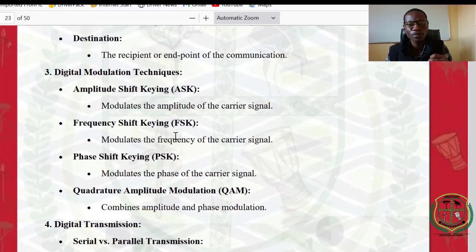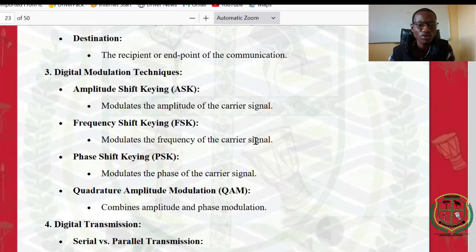It uses what we call amplitude shift keying, ASK. It modulates the amplitude of the carrier signal. So remember, this information is transferred in signals, the waves. You'll be able to know more. Then we've got what we call frequency shift keying. It modulates the frequency of the carrier signal.